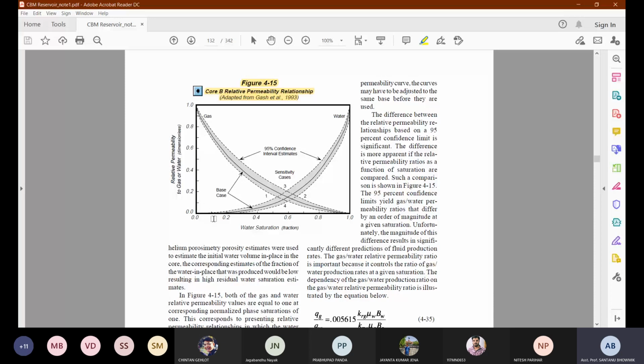Okay. And then the relative permeability, as you can see, as the water saturation is higher, first the water permeability is very high. As you take water out, the water saturation is going to reduce. So what is happening? The water relative permeability is going to reduce. Okay, water will follow this graph.